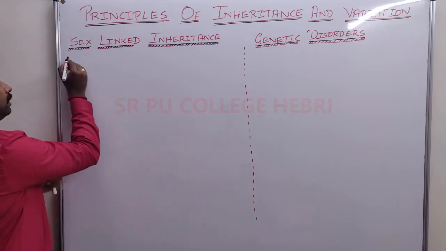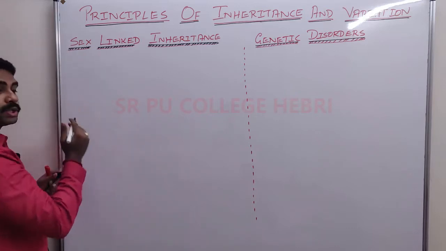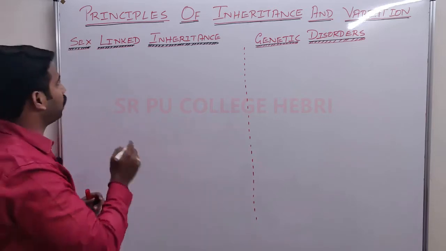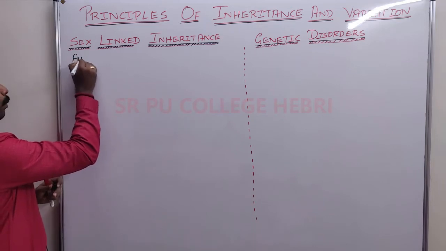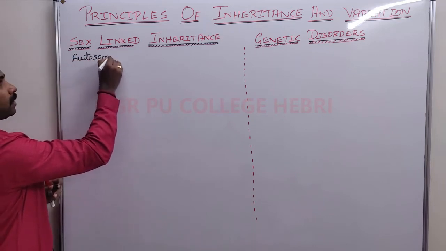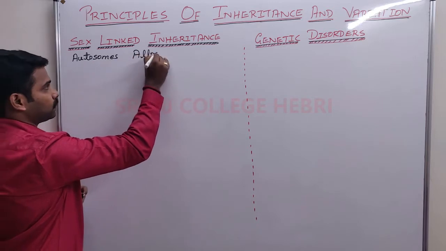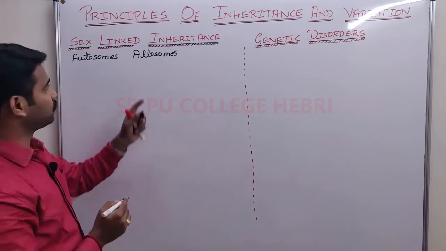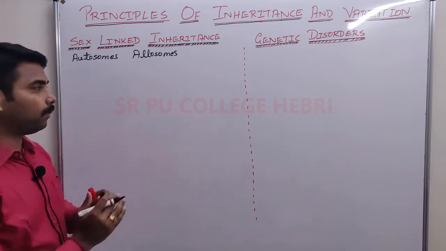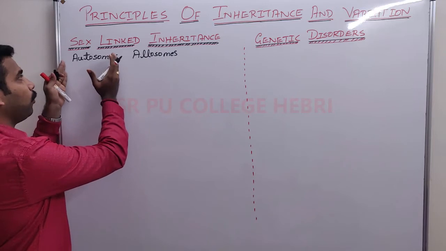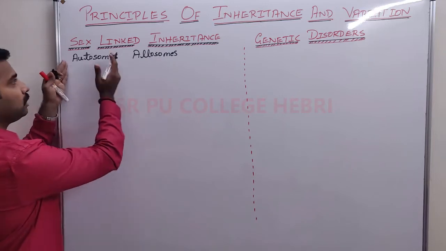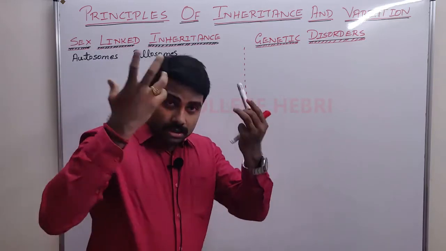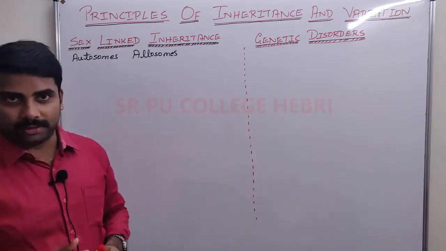Before going to that, we know that we have two types of chromosomes. Each and every cell of the body has two types of chromosomes. One is autosomes and another one is allosomes. Allosomes are also called sex chromosomes. Now, we know the function of the genes present on the autosomes, that we know already. They are responsible for somatic characters of an individual.